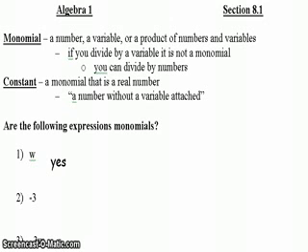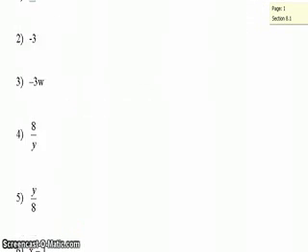Problem 2, is negative 3 a monomial? Well, yes, it is a number all by itself, so it fits that description. And the third option, negative 3 times w, or you might just read it negative 3w. That multiplication is a product of the number negative 3 and the variable w, so yes, it meets the description. Three quick ones there, and trust me, there will be ones below here that will not meet the definition and we'll have to say no on them.